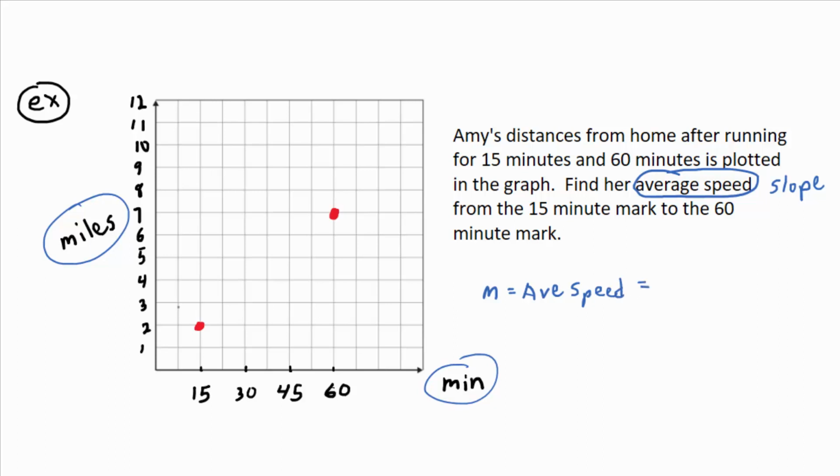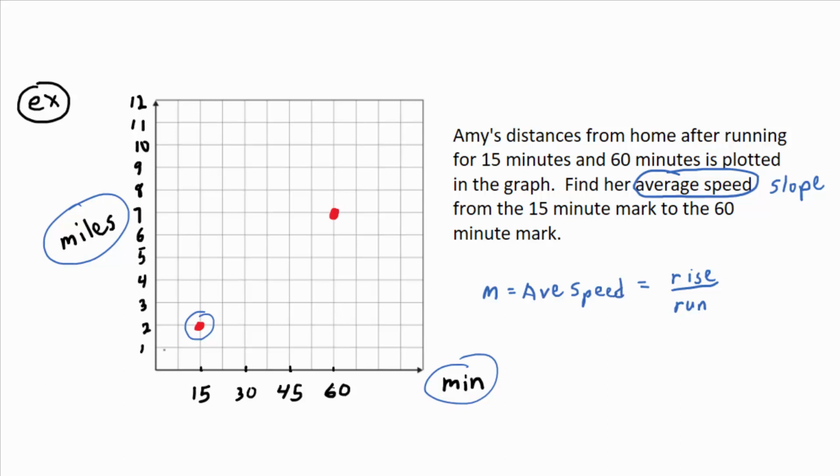Now, you could use the picture or the slope formula. It doesn't really matter. Slope is rise over run, right? So I guess we could use the picture to find that. Okay, so from this point, how far up do you have to go to get to the same height as the other point? 1, 2, 3, 4, 5, or you could go 7 minus 2, 5.